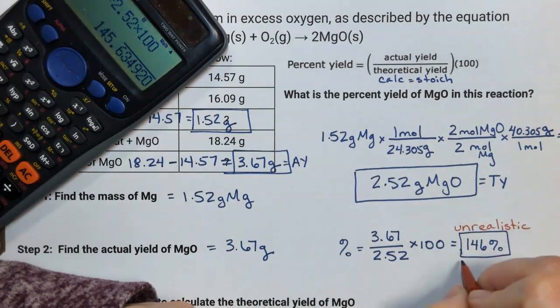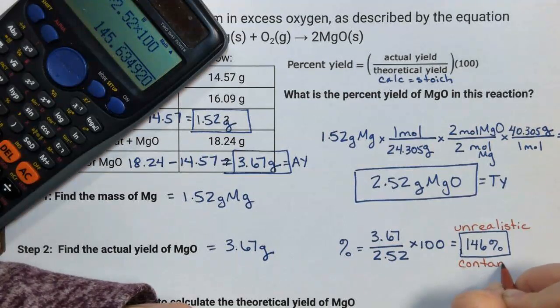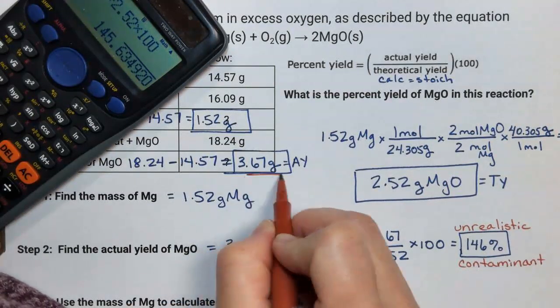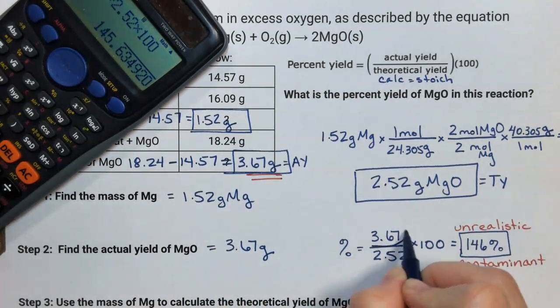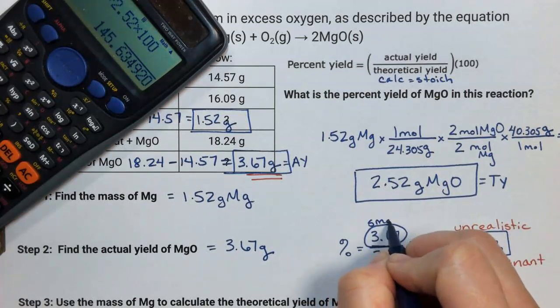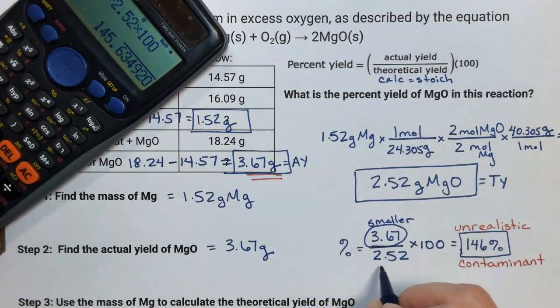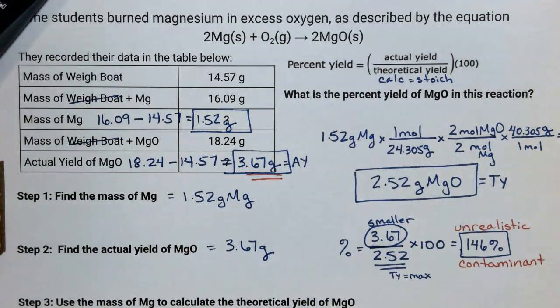There must have been a contaminant in my final sample, this one right here, because that's way too big of a mass. This usually should be a smaller mass than the theoretical, because the theoretical is the maximum possible yield that we could have. But I made up numbers in order to do this problem, so it's really my fault.